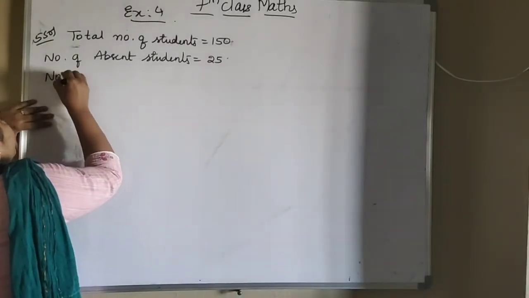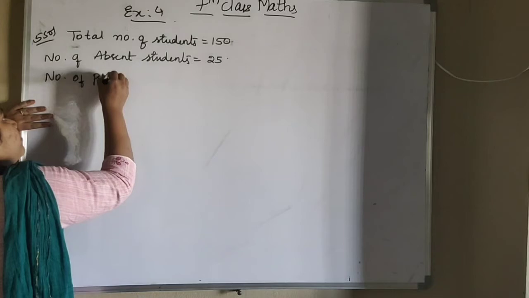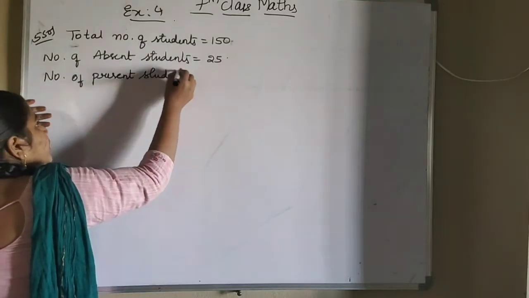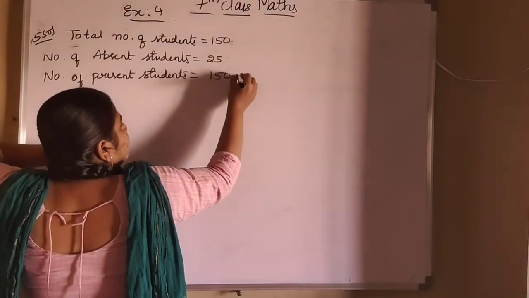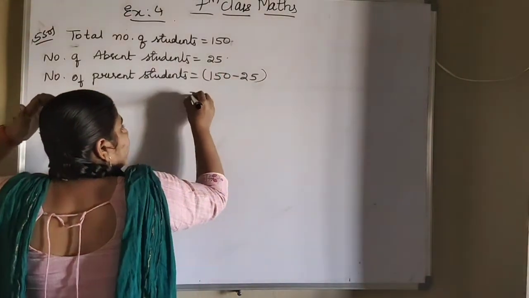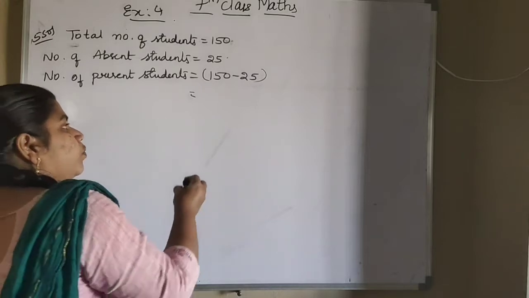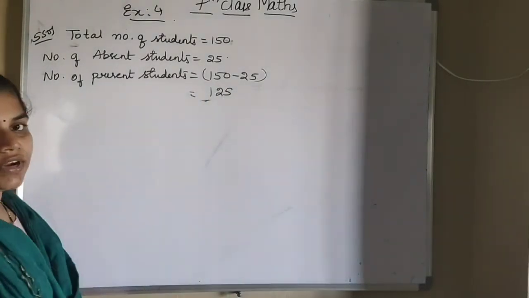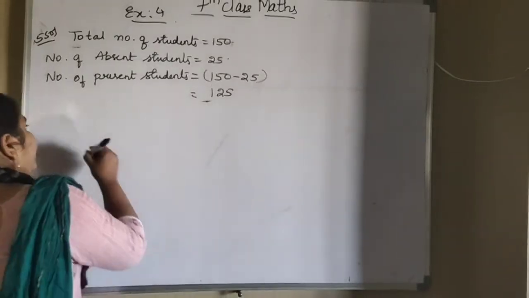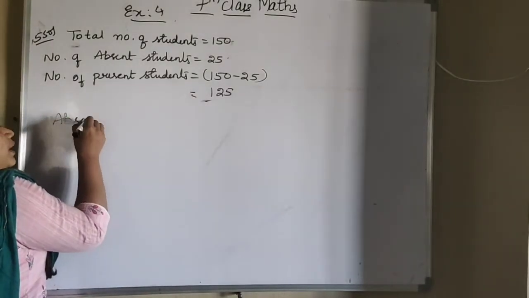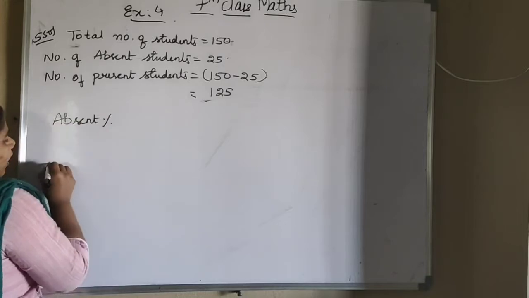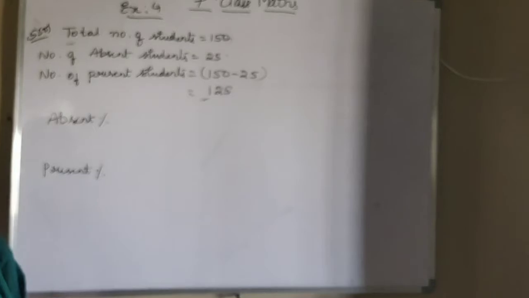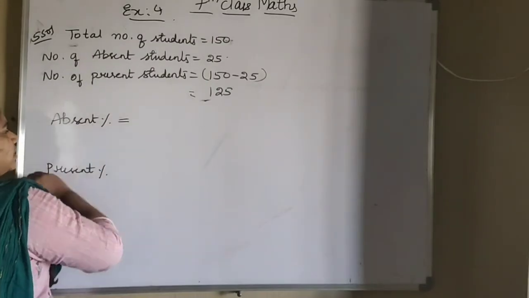So number of present students is equals to how much? 150 minus 25. That will be how much here? 125. So how many students are present? 125 students were present. Now what we have to find? We have to find the absent percentage and also present percentage. How to find the absent percentage?